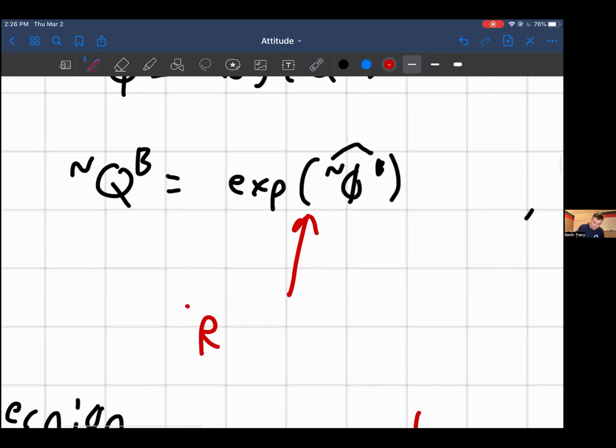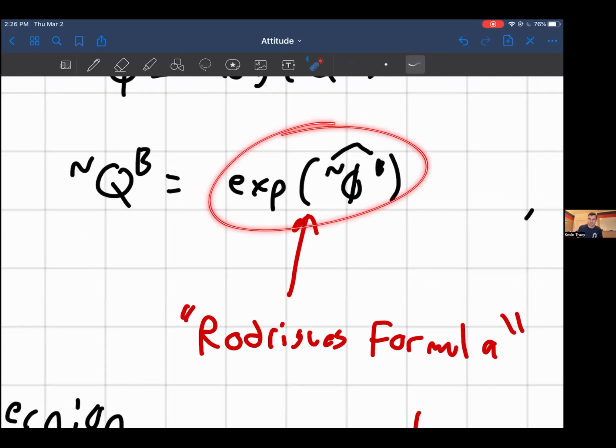This is Rodrigues formula. And what Rodrigues formula tells us is that if we're trying to do this operation, we don't have to use a generic matrix exponential function. We can use a specific one that's special cased to rotations, and it's a nice closed form. There are a few trig functions in it, but it's relatively simple.